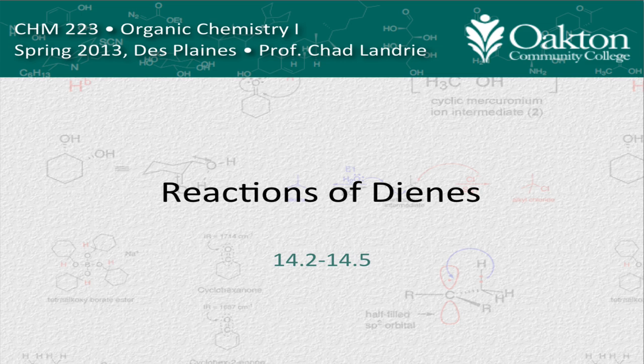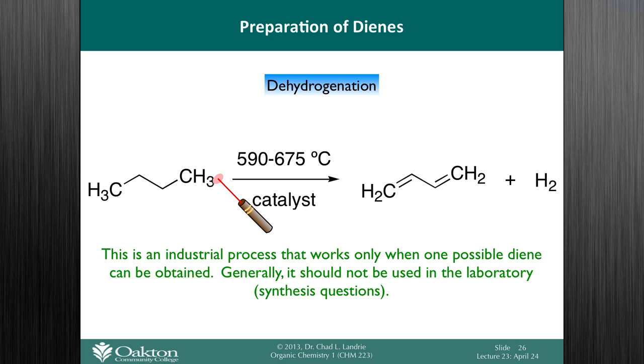Alkanes undergo dehydrogenation at high temperatures in the presence of a metal catalyst. This reaction, like dehydrogenation to alkenes, is only useful if there's only one product possible. We won't learn the mechanism for this reaction.